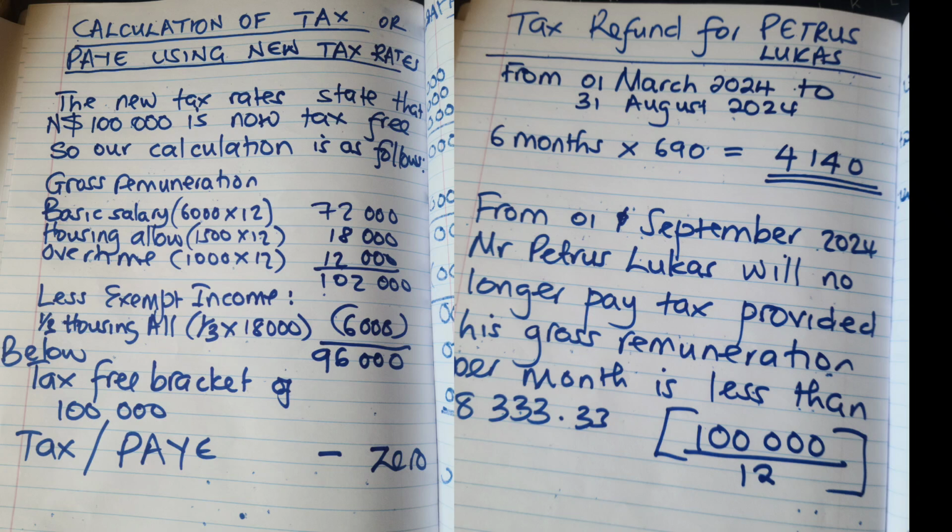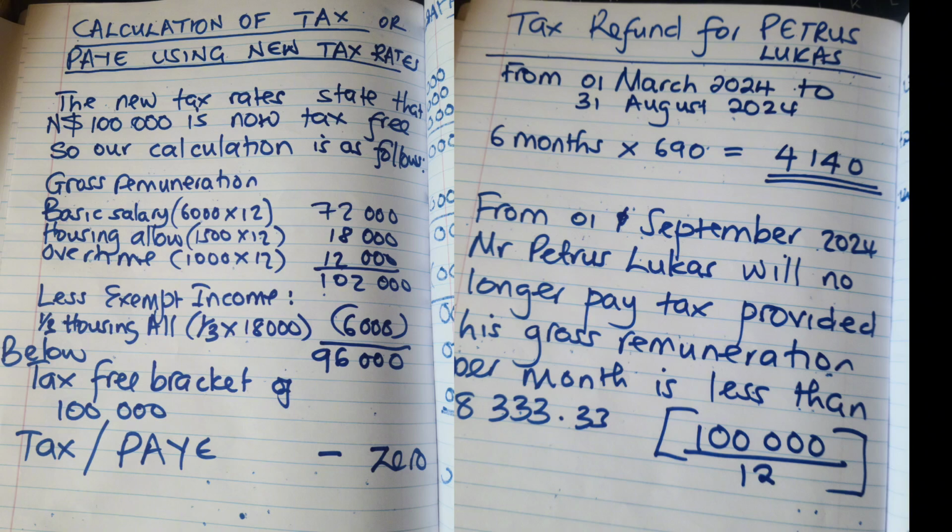So how do we calculate the refund? We calculate the refund in the normal way that we were using with the old tax rates. So we calculate our basic salary for the whole year: 12 months times 6,000, which is 72,000. Housing allowance, $1,500 times 12 months, 18,000 Namibian dollars. Overtime, same thing, 1,000 Namibian dollars times 12 months, 12,000 Namibian dollars. We always use annual figures when we are calculating tax.